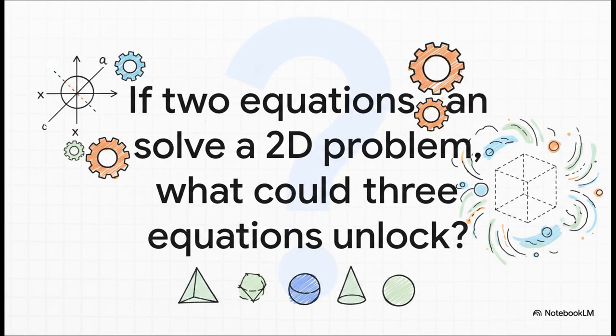So we've just seen how 2 equations can help us find 2 unknown things on a flat 2D plane, which leaves us with a final question to chew on. What new dimensions, what kinds of new problems could we start to solve if we added a 3rd equation and a 3rd variable into the mix?